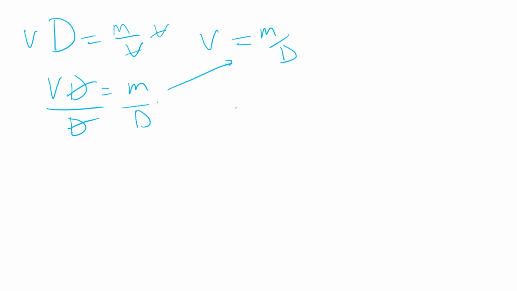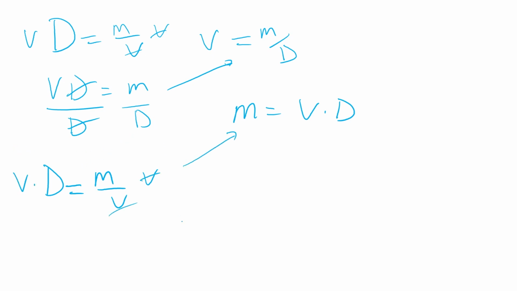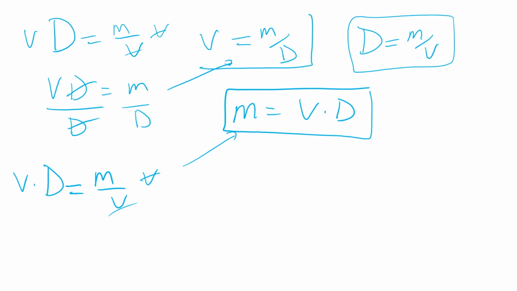We can also solve for mass. Mass would equal volume times density. And we get that the same way from our original equation. The first step we did there, we just multiply the volume to each side. Those will cancel, and that will leave us there. So these three versions of the density equation you will need and usually use a lot, because we do solve for any of them.